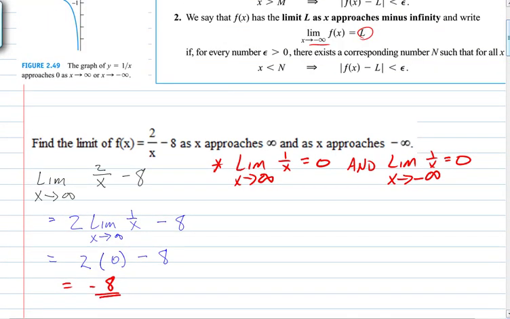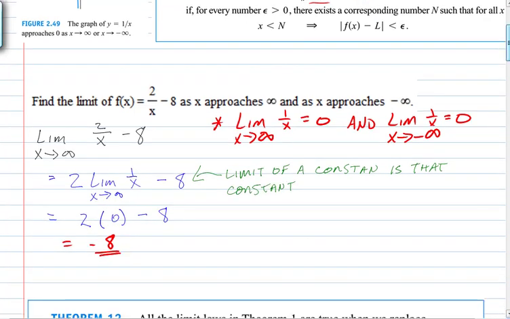All right. Right here, we use the fact that the limit of a constant is that constant. Any questions?